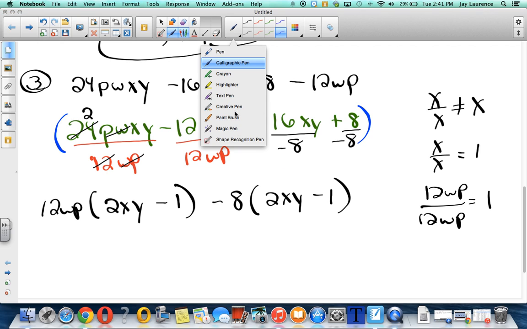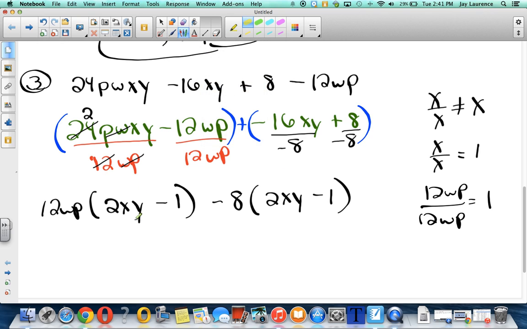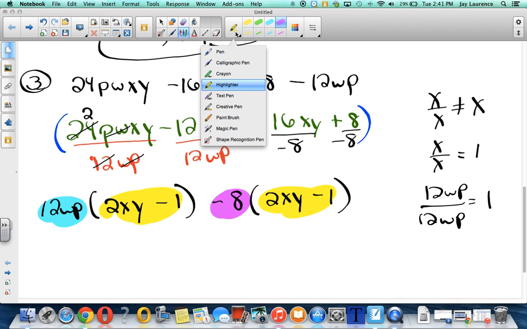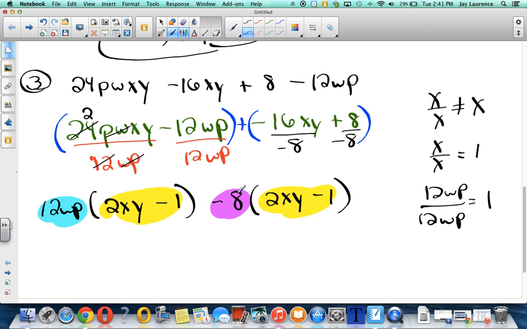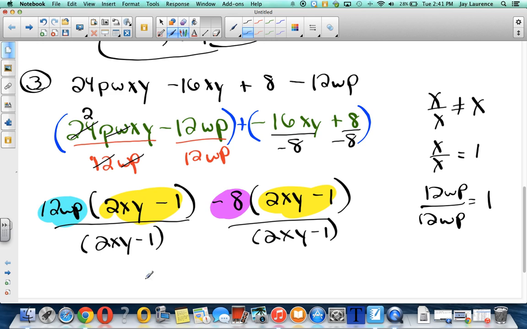Now, using my highlighters, I notice there's a 2xy minus 1 and a 2xy minus 1, and a 12wp and a minus 8. So I can pull out a 2xy minus 1 as a quantity. So I'll have a 2xy minus 1 out front, and then I'll have a 12wp minus 8. Uh-oh, look at that.